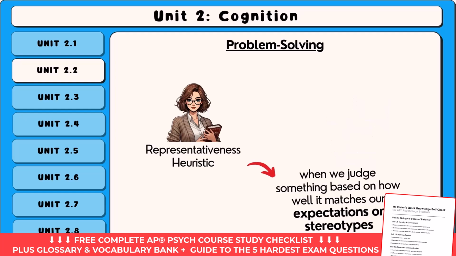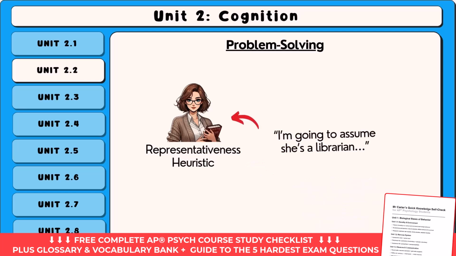The representativeness heuristic is when we judge something based on how well it matches our expectations or stereotypes. For example, if someone describes a quiet person who loves reading, you might assume they are a librarian rather than a construction worker, even if the actual probability of that is low.